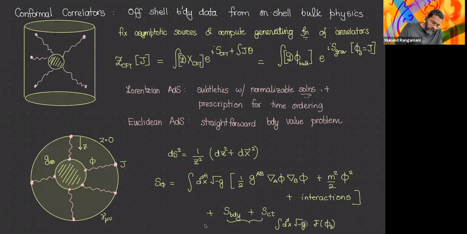And as a useful mnemonic, I'm also cheating. There's no root. I'm Euclidean, so there's no minus root g. This is just, and I'll use gamma as the boundary metric.